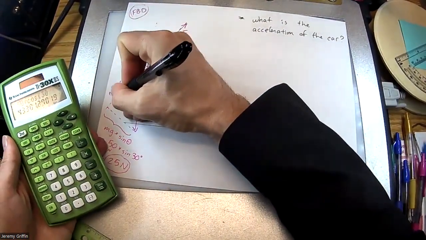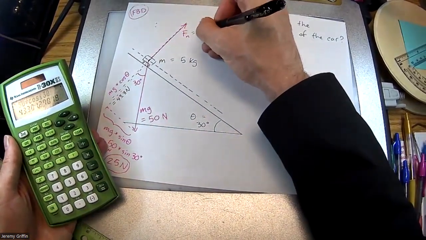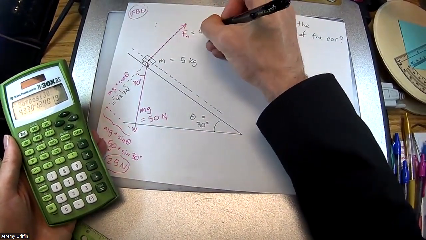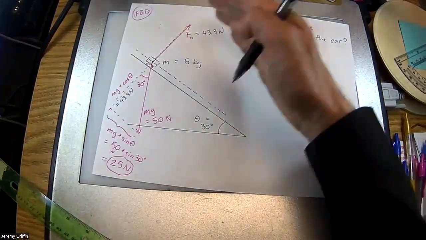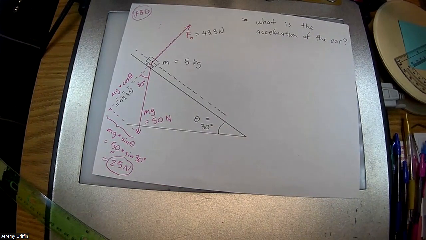So this is 43.3 newtons. Therefore, the normal force must also be 43.3 newtons, so that there's zero net force into and out of the surface, so it's not accelerating that way. Right? Guys see that? Right. Good so far? Good so far?